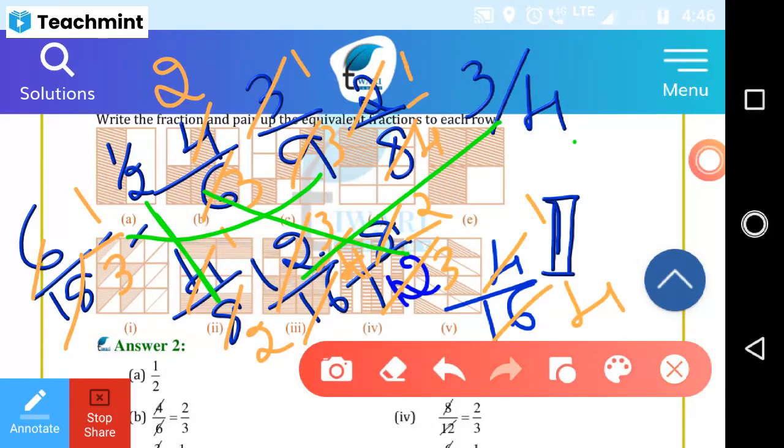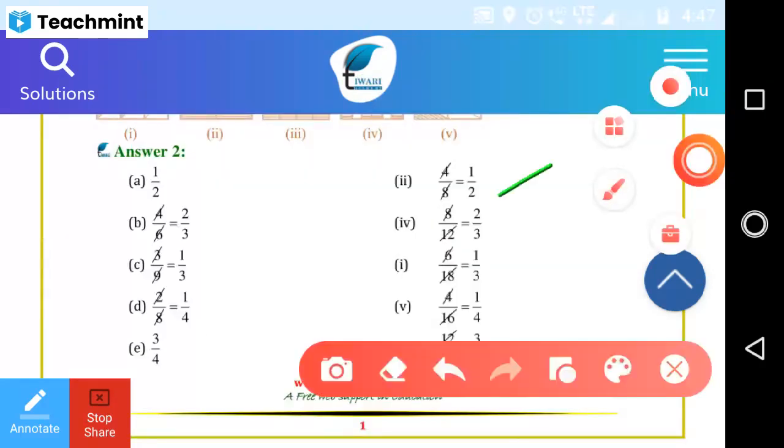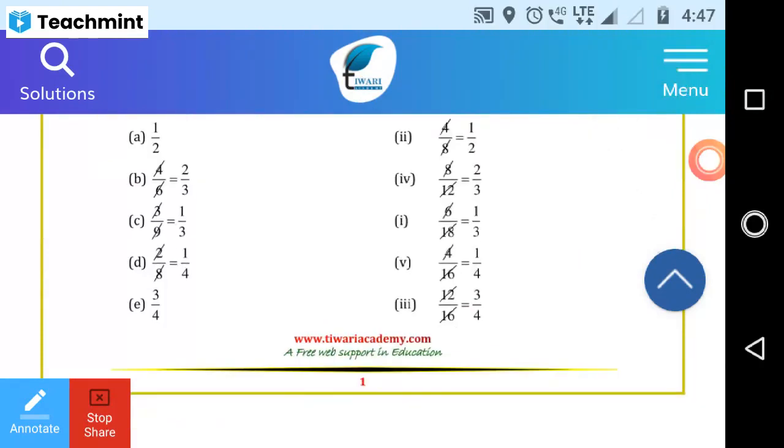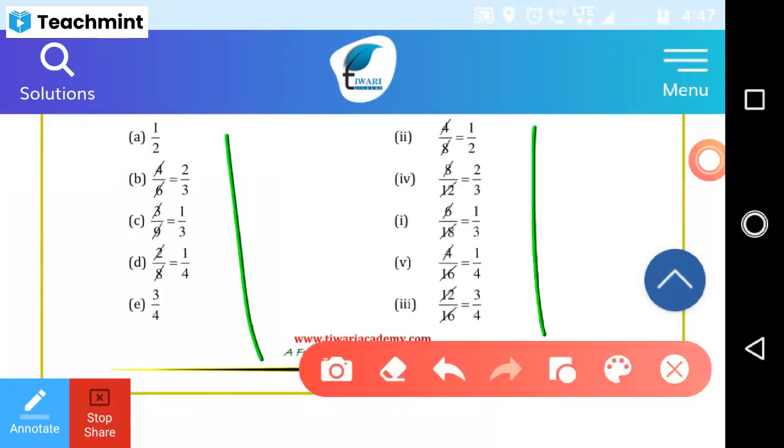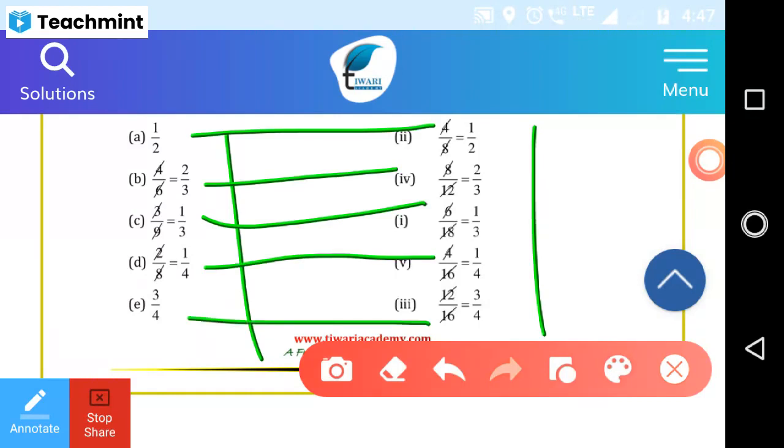Understood this one? How you have to do? Yes, ma'am. You just write down as per this one. So 1 by 2, here also 1 by 2. These two are equivalent fractions. Write down as per this. A is equal to 1 by 2. Fast, fast, write down this one. Okay, ma'am, in the rough book.